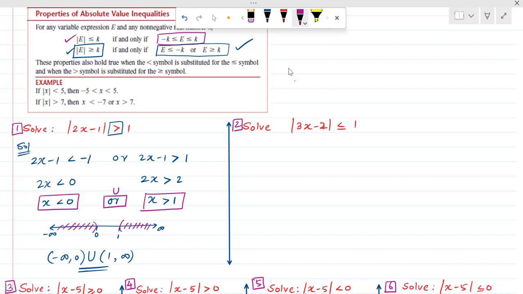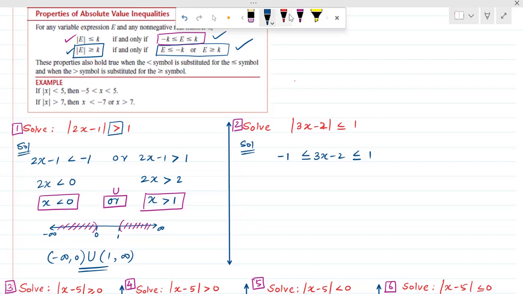Now similarly, the next question here we have is less than or equal. So how will you solve less than or equal? What rule will we apply? Minus k to plus k. So it is minus k to plus k for x minus 2. Since it is less than or equal, we keep less than or equal. If it is less than, I write only less than.